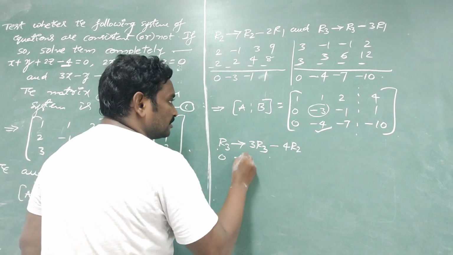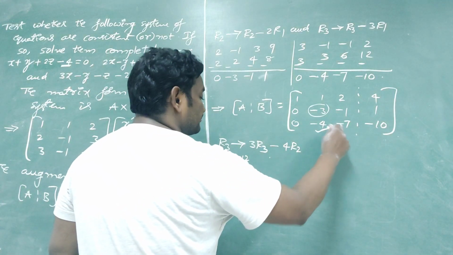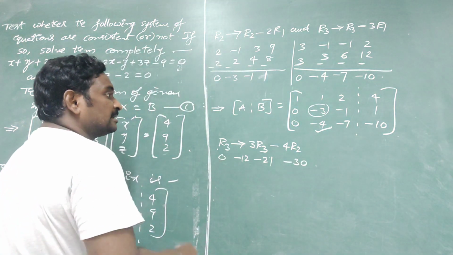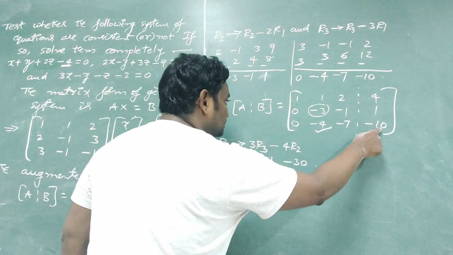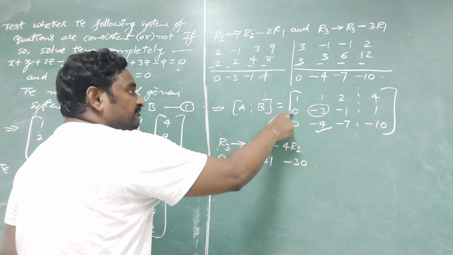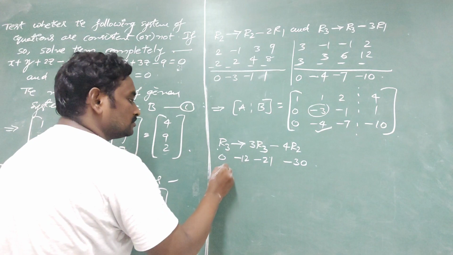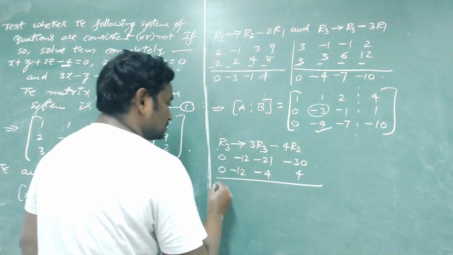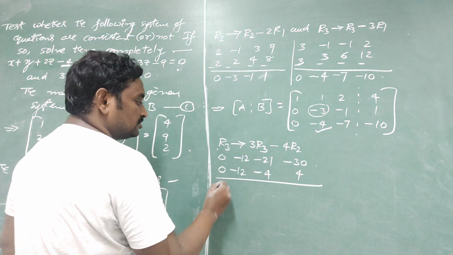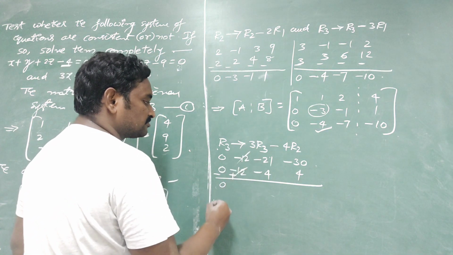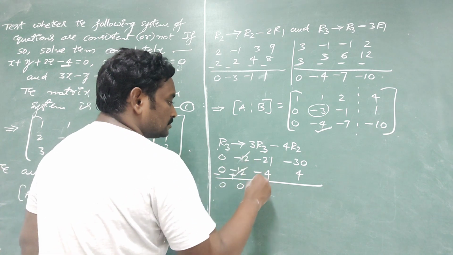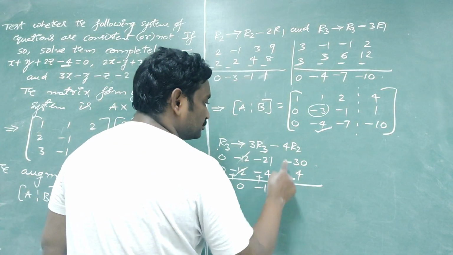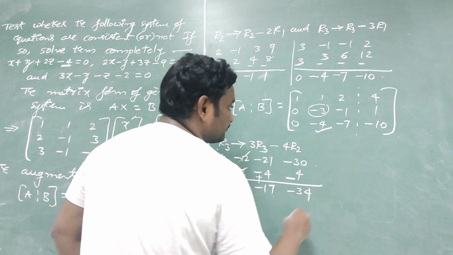0 minus 12, 3 sevens are 21, minus 21, minus 30. I am multiplying each and every element in the R3 with 3 only. Next, multiply every term in the R2 with 4. So 0 minus 12 minus 4, 4. So subtract the elements. 0 minus of minus plus, minus 12 plus 12 gets cancelled. So minus 21 plus 4, it would be minus 17. This is negative. Minus 30 minus 4, minus 34.